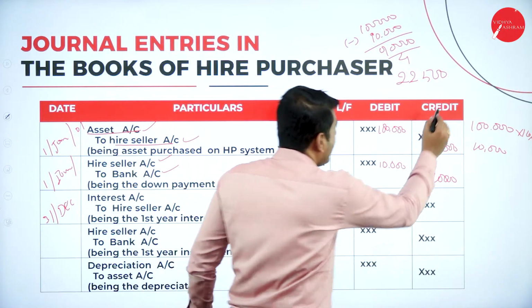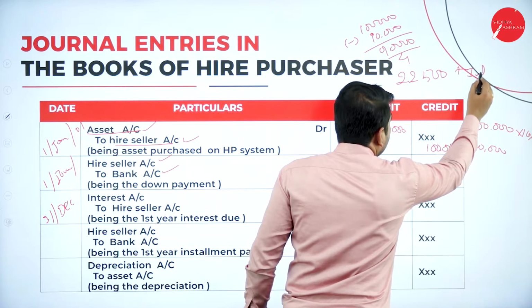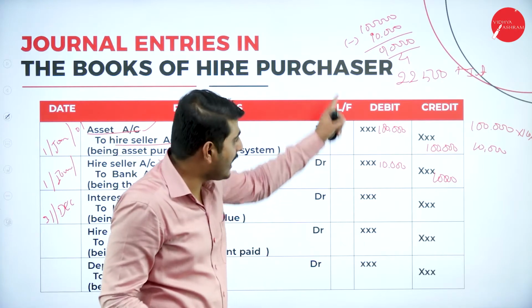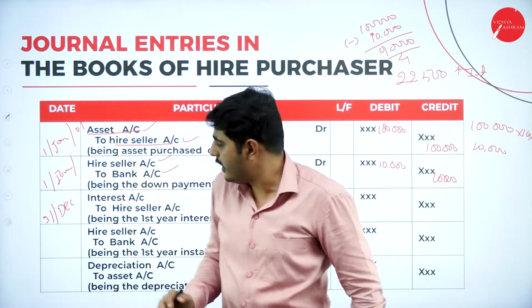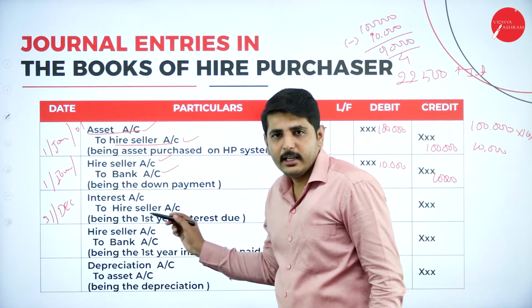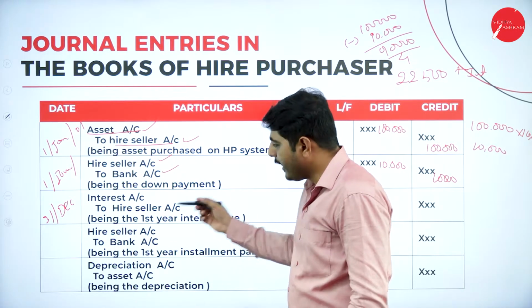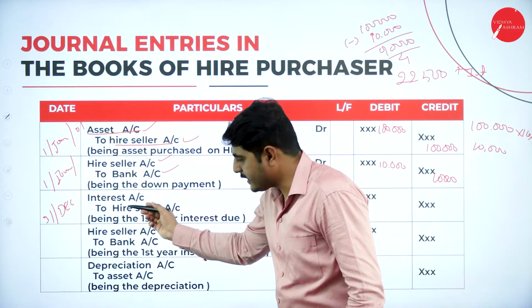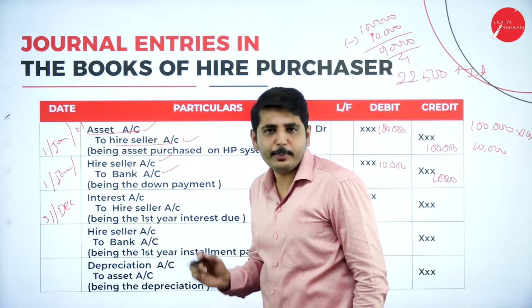So now I have to add the interest here. For that I have to calculate the interest. What is the journal entry for showing the interest is due? Interest account to hire seller account, being the interest is due. Next transaction: with this interest I have to pay the installment.